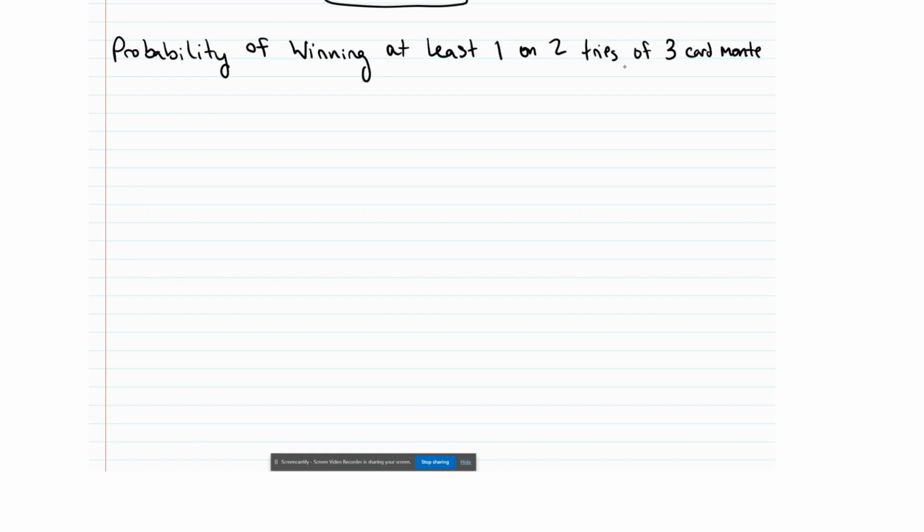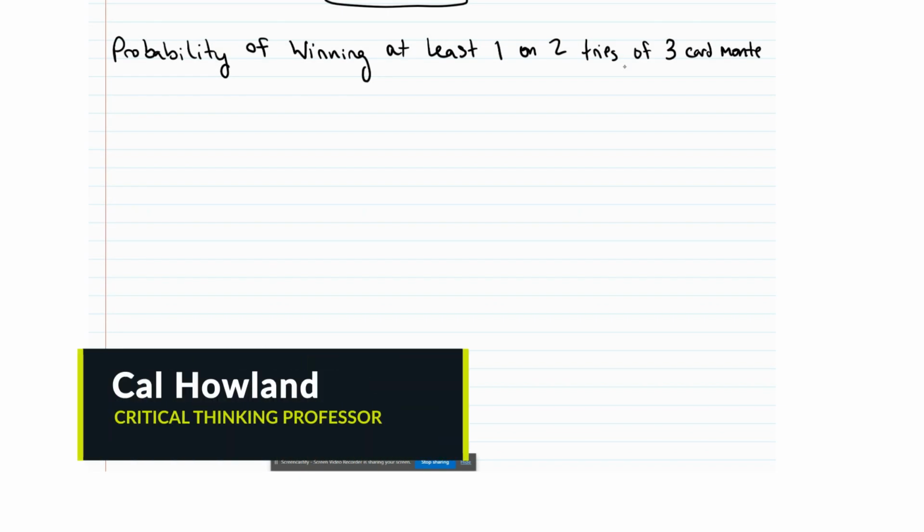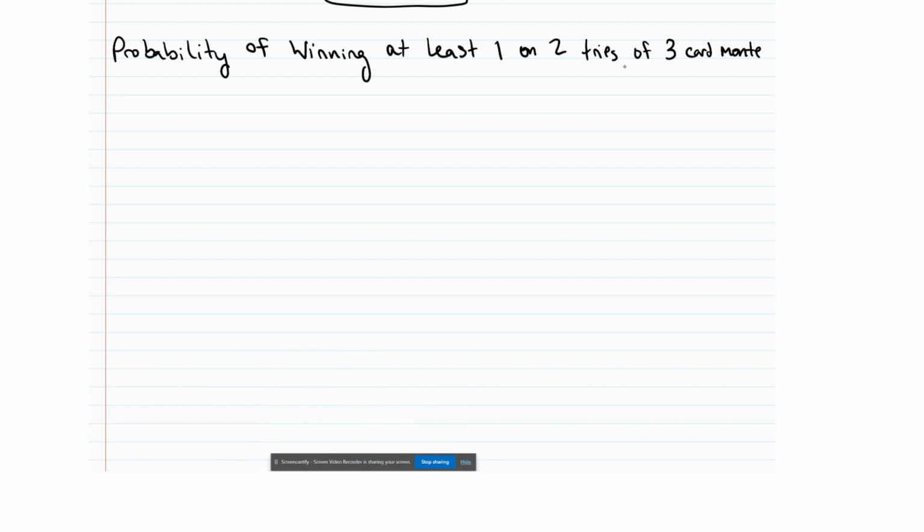All right, our second example in our Unit 4 probability examples is the probability of winning at least once on 2 tries of 3-card Monte. So the first thing that we have to ask ourselves is, what exactly is 3-card Monte? You read through it, but let's just go back over it again.